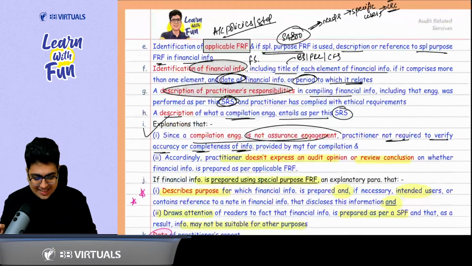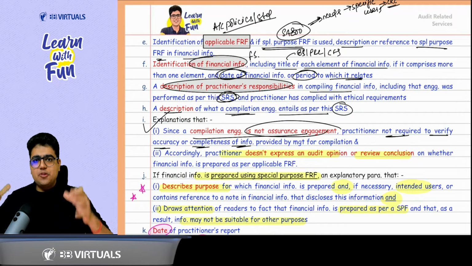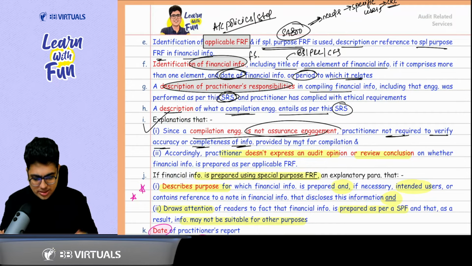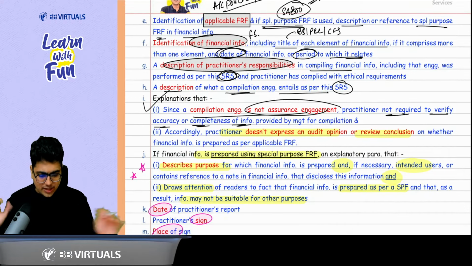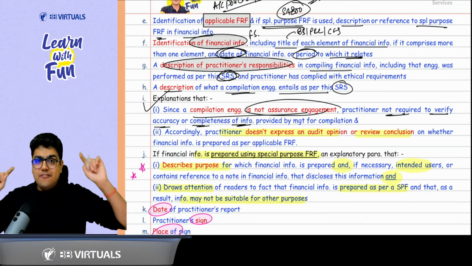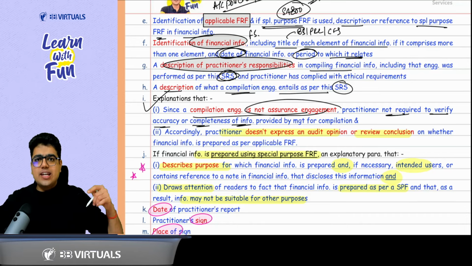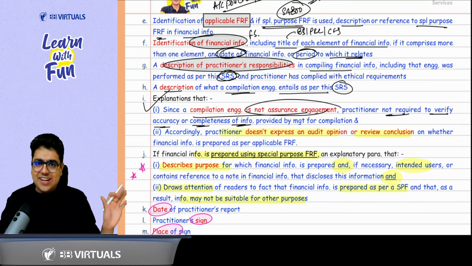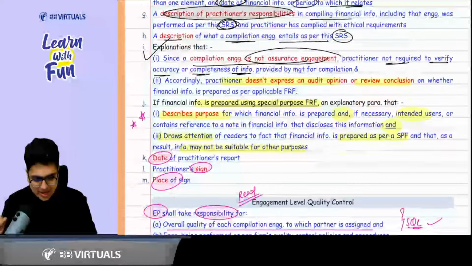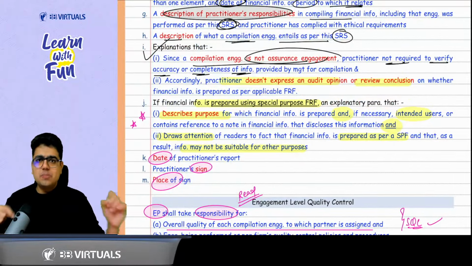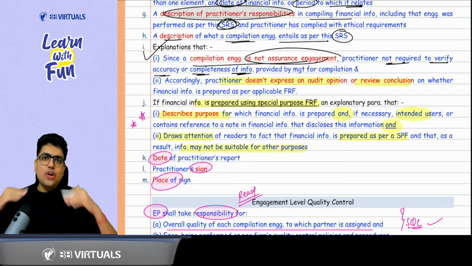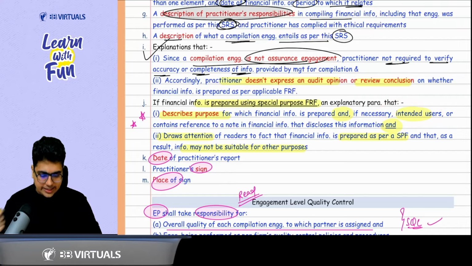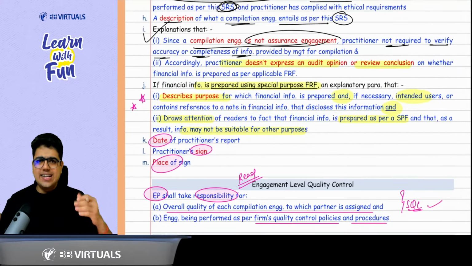Okay, sir. Then a description of the practitioner responsibility to compile the information as per SRS 4410. Then an explanation that a compilation is not an assurance engagement, so you are not expressing any opinion. That's it. And you have not done any verification also. So there was a question in the question bank, which said, are you required to verify the revenue in the trial balance? Say no, we are not required to verify anything. Okay, sir. Plus if the financial statements are prepared using a special purpose framework, mention in your report the special purpose framework, so it may not be suitable for any other purpose. Also mention the intended users. Then the last three basic points: date, sign and place.